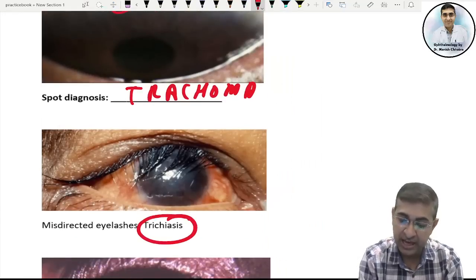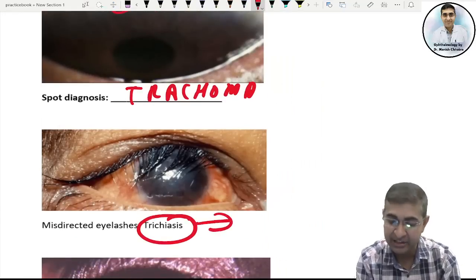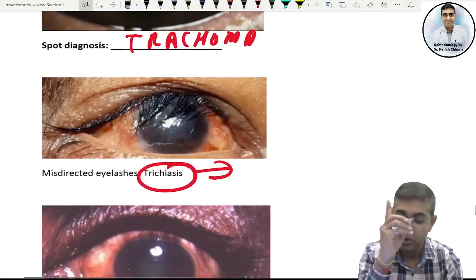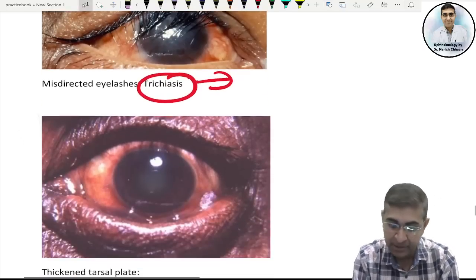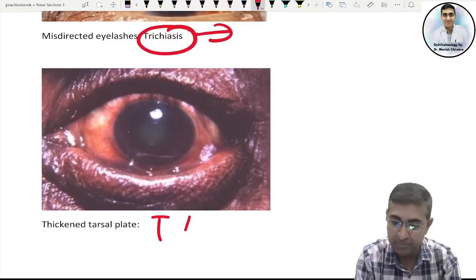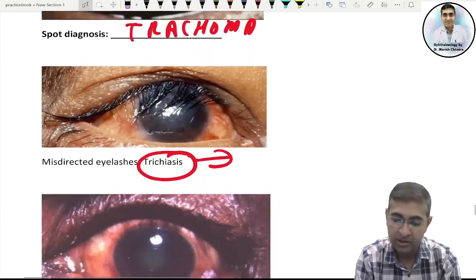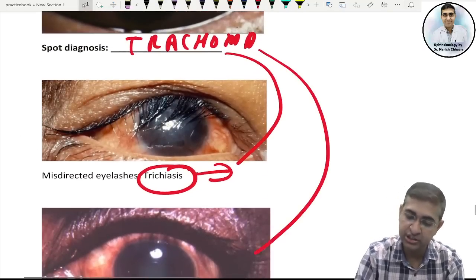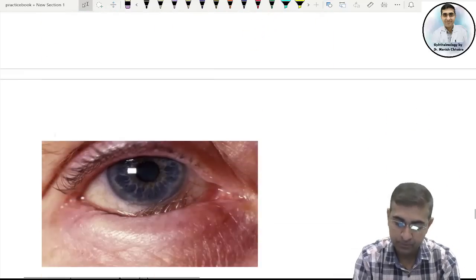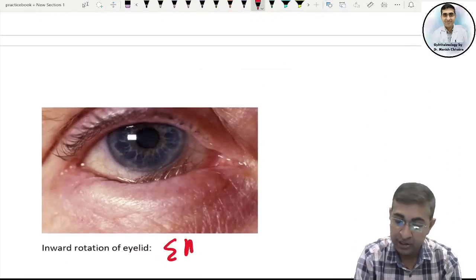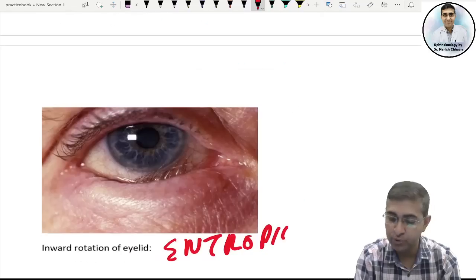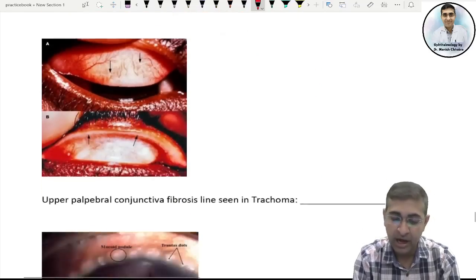This is trichiasis. What is trichiasis? Misdirected eyelashes. This is also a single term which can be asked. There is a thickened tarsal plate, you call it tylosis. So all these features are seen in trachoma. Even entropion is seen in trachoma. Entropion is inward rolling of the eyelid.